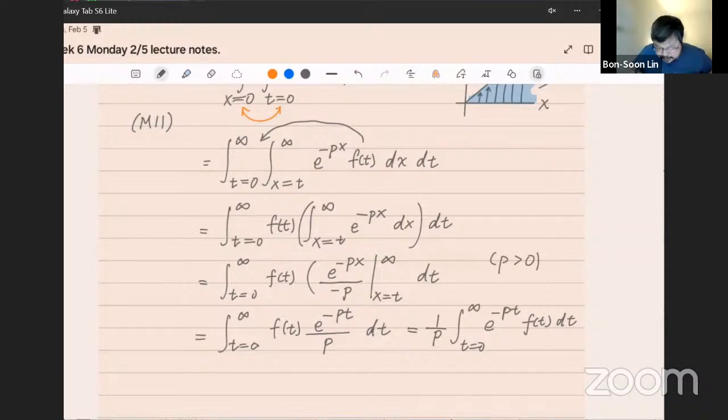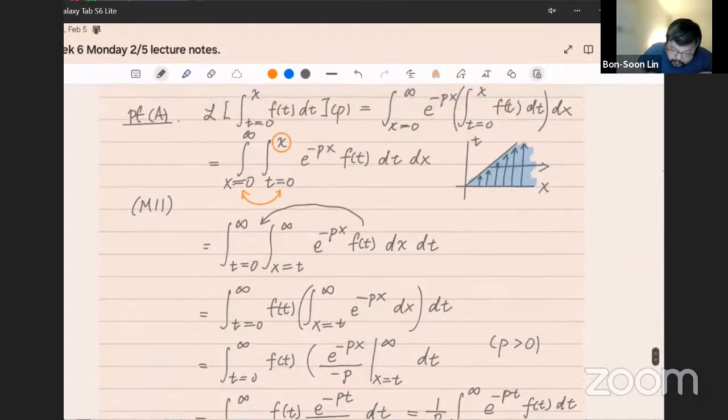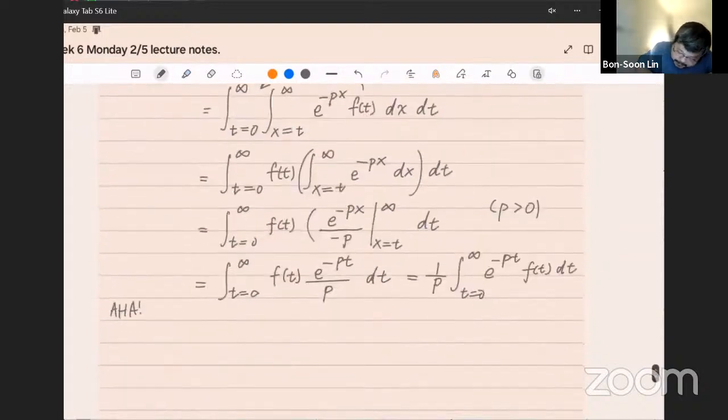And we get this expression. The integral part should be familiar. If you read the dummy variable t as x, that is just the Laplace transform of f of x. So, aha. The Laplace transform of this integral is just equal to 1 over p times the Laplace transform of f of x.